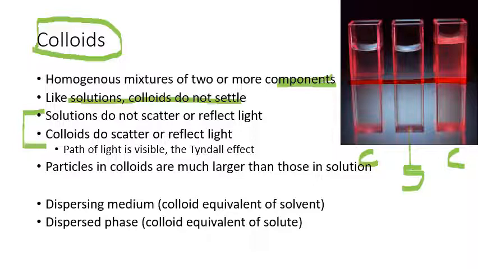Colloids are very similar to solutions, so they use the same kind of phrases of a solvent and a solute, except rather than calling it a solvent, they call it the dispersing medium. Instead of calling it a solute, they call it the dispersed phase. But it's essentially the same conditions as a solution: the solvent is where it's dissolved into, and the solute is the thing you're dissolving.